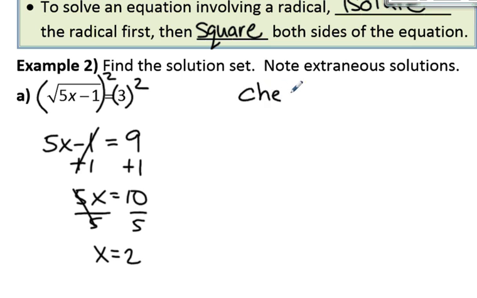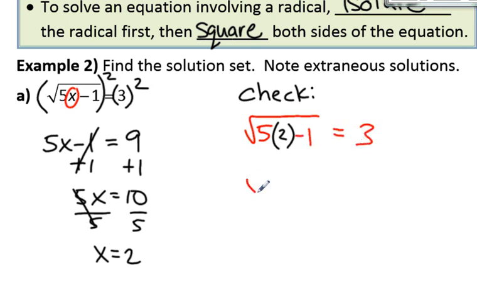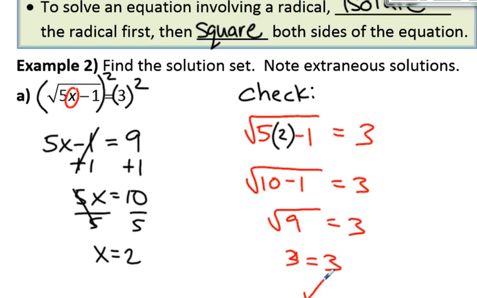Since we took the square of both sides, you are required to check. So what I mean by check is I want you to rewrite your equation and replace that x with your solution. So I'm going to say the square root of 5 times 2 minus 1, and see if that equals 3. So solve that way. Now I'm going to use PEMDAS. So inside the radical, you have 5 times 2, which is 10. 10 minus 1 is 9. And the square root of 9 is 3, which equals 3. Therefore, x equals 2 is, in fact, my solution. Okay, so this one did not have an extraneous solution, but you have to check.